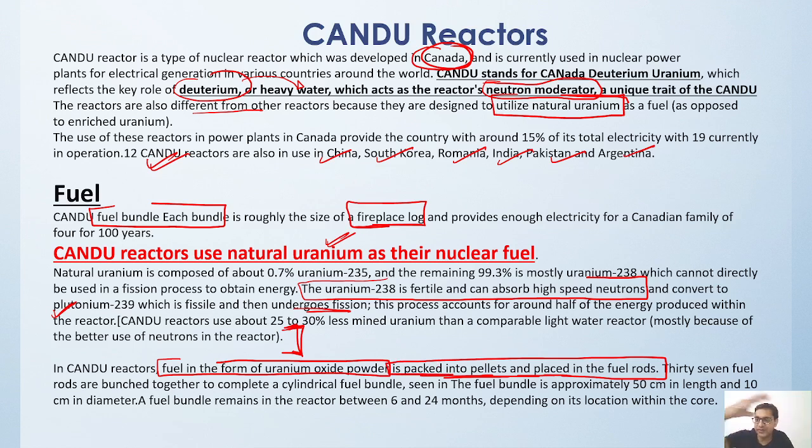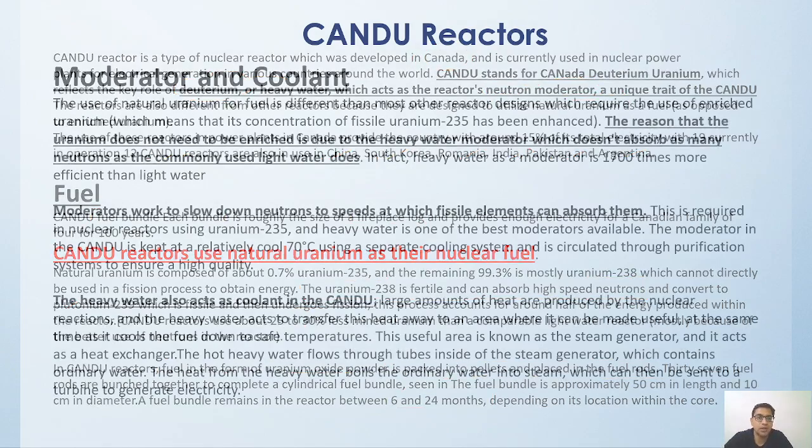Each fuel bundle is around 50 centimeters in length, and 10 centimeters in diameter. They will remain in the reactor from 6 to 24 months, depending on the location within the core. So if you put a fuel bundle like this, it may work for 6 to 24 months over there.